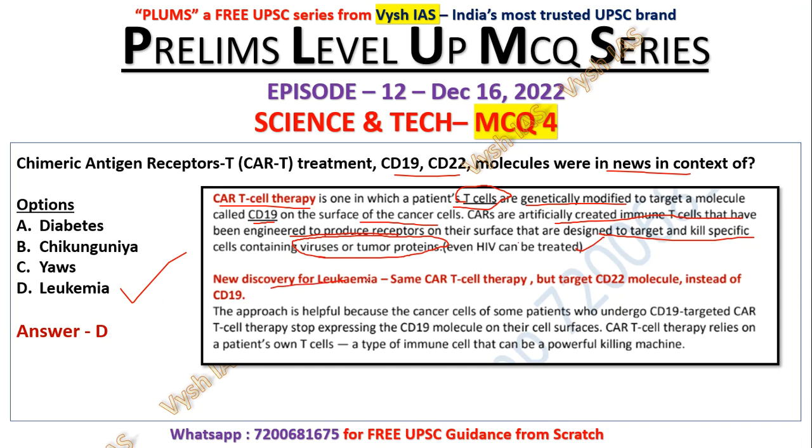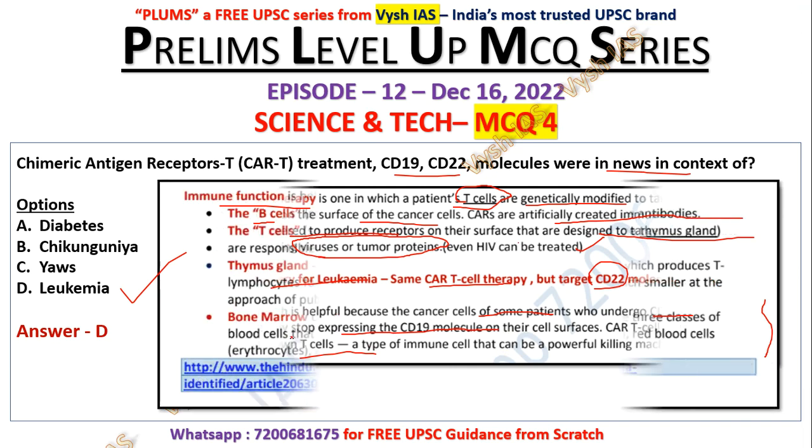In the case of leukemia, a new discovery was there 2 years back: a CAR T cell therapy where instead of the CD19 molecule, there is a CD22 molecule. On that you will target this modified T cell. This approach is helpful because the cancer cells of some patients who undergo CD19-targeted CAR T therapy stop expressing the CD19 molecules on their cell surface. This is again detailing which you don't need. But you have to know that the immune cells, the T cells, have to be modified and then targeted on a molecule to treat certain diseases. So HIV can be treated, leukemia can be treated, based on which molecule you are targeting.